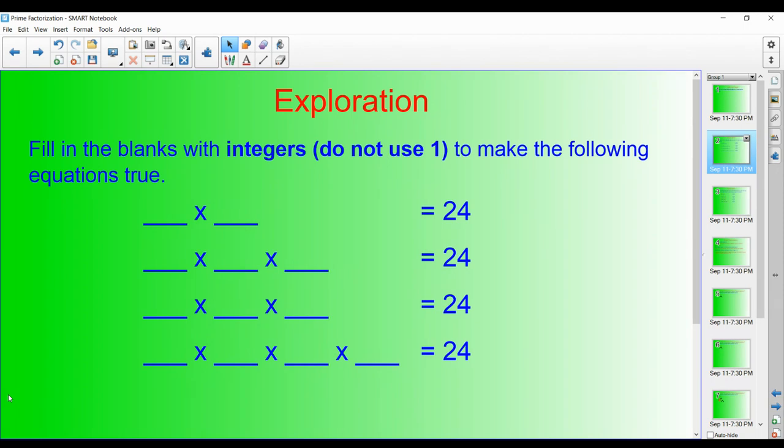And we're going to write multiplication problems that are equal to 24. So in this first box, I could use 8 times 3, or 12 times 2. In the second box, I've got to find three numbers, and I've got to test it out. I've got to play a game. So if you want to try this, pause it, and now we'll look at some of the solutions I came up with.